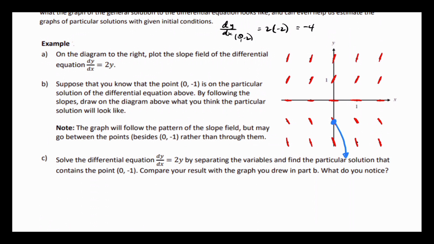Now when I go left, again, I'm not going to go down here. I'm not going to go in this direction because the slope here means I'm going this way, right? So if I go this way, what happens as I get closer to the x-axis? Flattens out, right? I'm not going to cross because the slopes here are 0. So I'm going to flatten out.